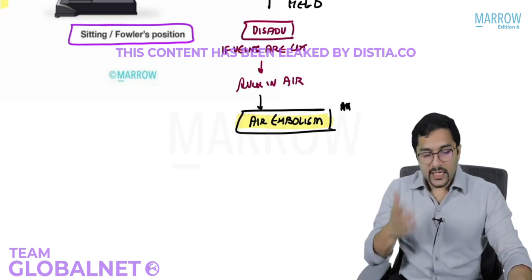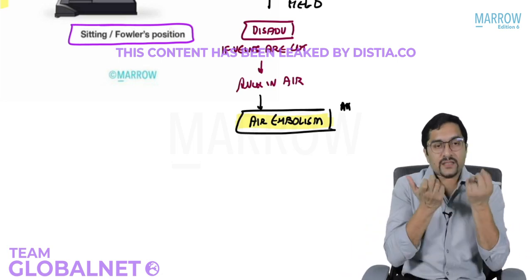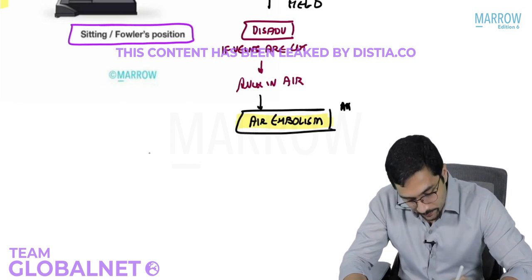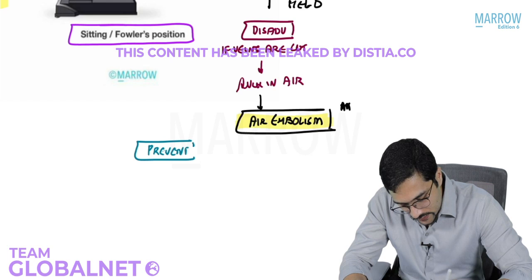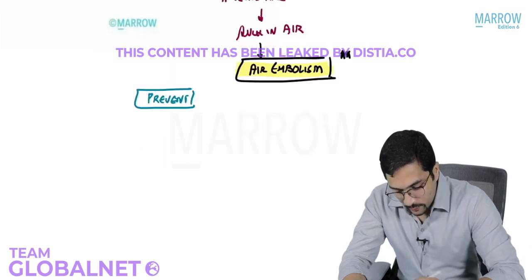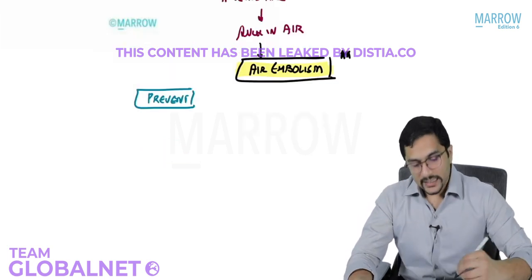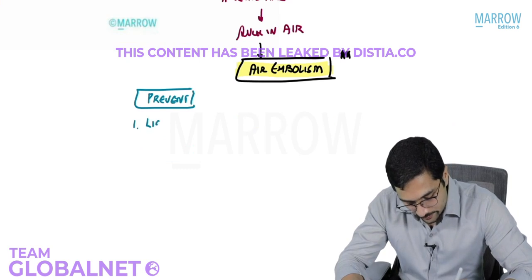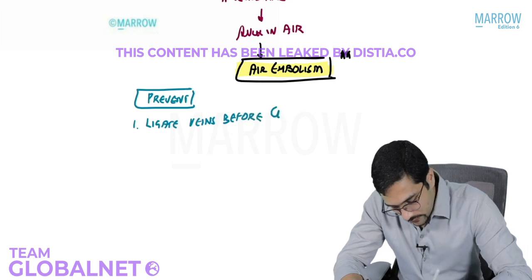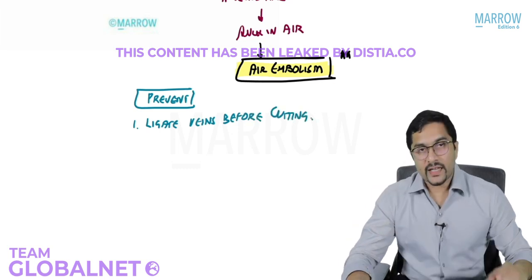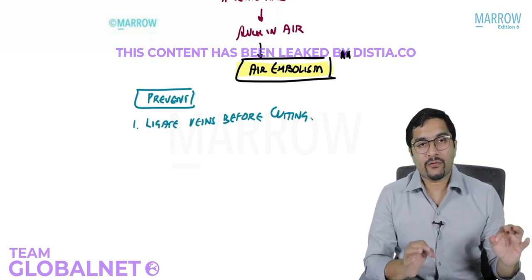Now, to take this discussion further, we are saying that the veins will suck in air. So how can we prevent air embolism during this position? To prevent air embolism, we need to ligate the veins before we cut them. So wherever there is a risk of air embolism, always ligate before you cut.